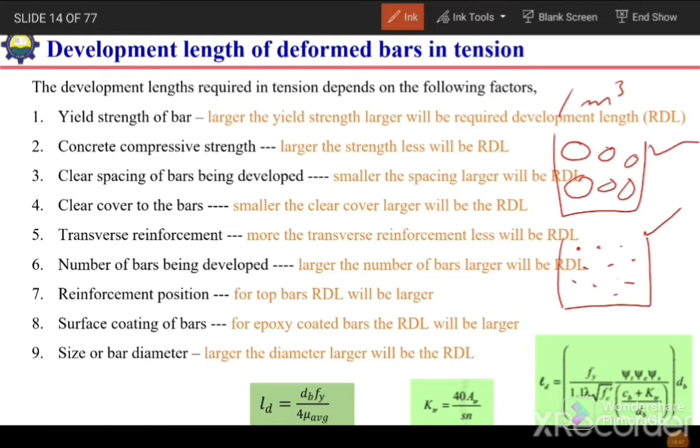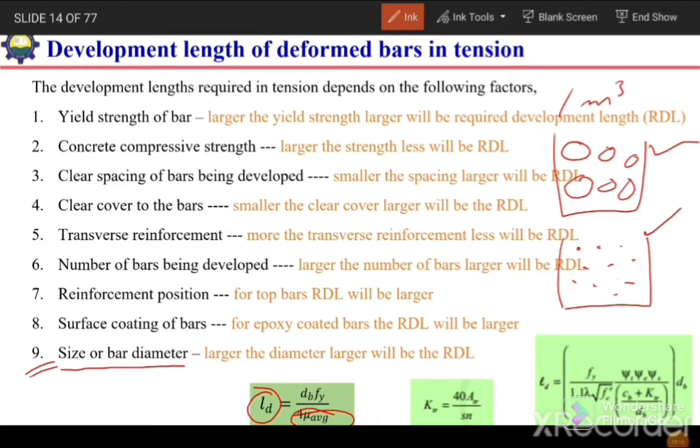So similar is the case for bar size. When the diameter of bar is less, the surface area will be more. When the surface area is more, it means this component will increase and the required development length will reduce. So this is the effect of bar diameter.